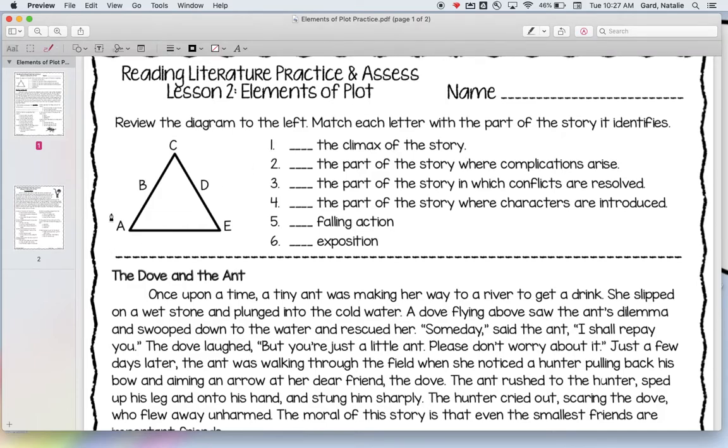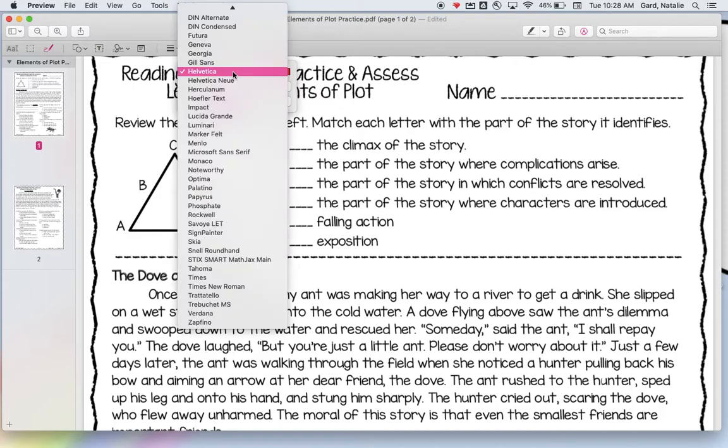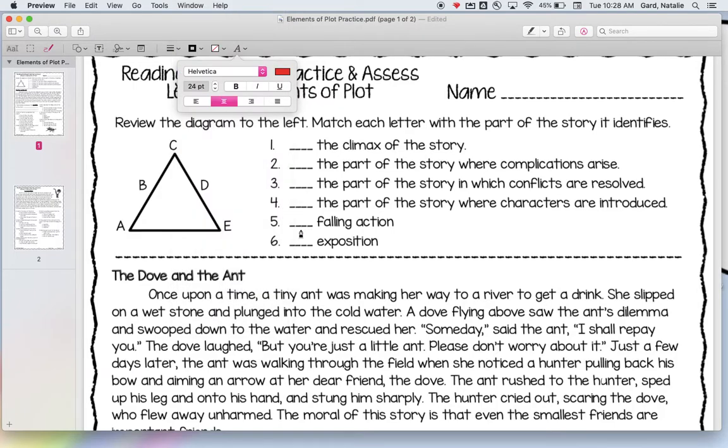Let's try that again. So A is the exposition. So number 6 should have been A. We're going to try something different. There we go. All right, great.